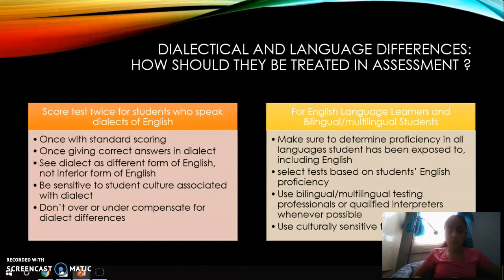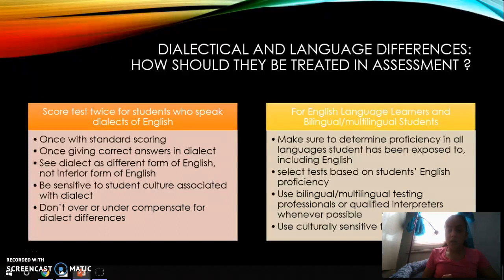And with that being said, we also need to be sure that the test is culturally sensitive to these students as well, because just because they do speak English doesn't mean that they will showcase their best abilities on the test that uses standard American English. So on that note, we shouldn't over or undercompensate for dialect differences.